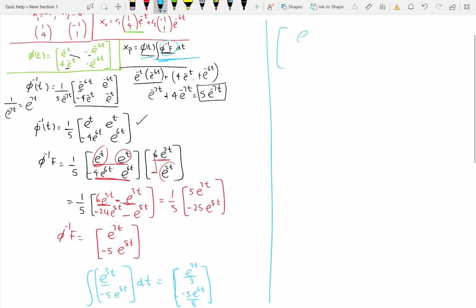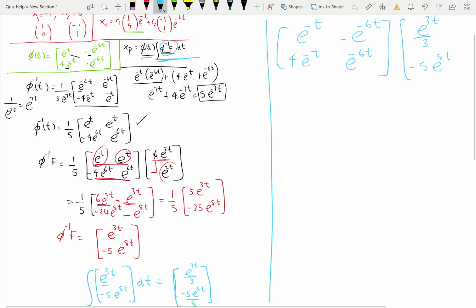So phi is e to the negative t, negative e to the negative 6t, 4 e to the negative t, e to the negative 6t, I believe. Yes, and what we found from the integral is e to the 3t over 3, negative 5 e to the 8t over 8. Sounds good. Okay, so let's multiply. Be careful. So here what we get is e to the negative t times this one is e to the 2t over 3, right? Because with negative t and 3t, you add them and you get e to the 2t. Plus, here negative times negative is plus, so that is why I add plus here. E to the negative 6t times e to the 8t is e to the 2t, okay? 5 over 8 is still there. So that is what we get from the multiplication from the first row.